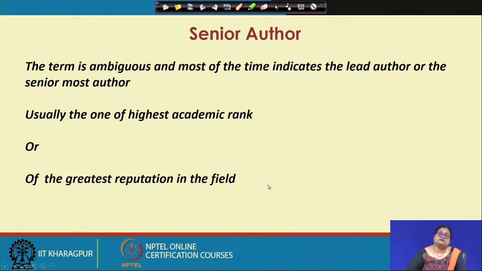Senior author is an ambiguous term which sometimes refers to the lead author, or to the most senior author, who holds the highest academic rank or the greatest reputation in the field.